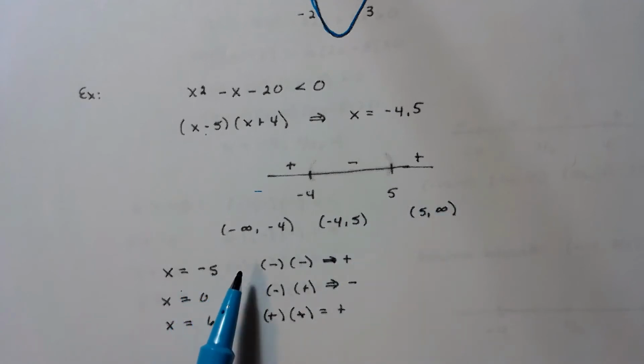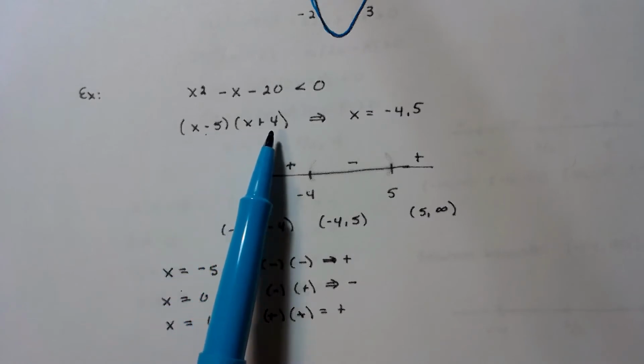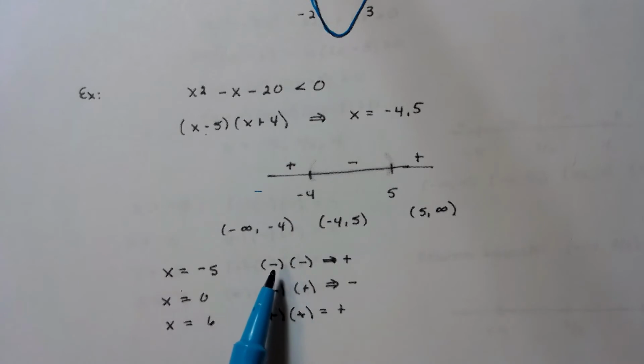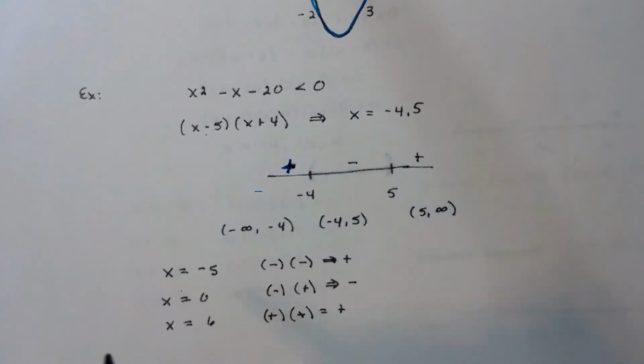When I plug in a negative 5, I get negative 5 minus 5, which is a negative number, times negative 5 plus 4, which is another negative number. So I know that a negative times a negative makes a positive. So we're going to have positive, or a little plus here. From negative infinity to negative 4, the polynomial is going to take on positive values.